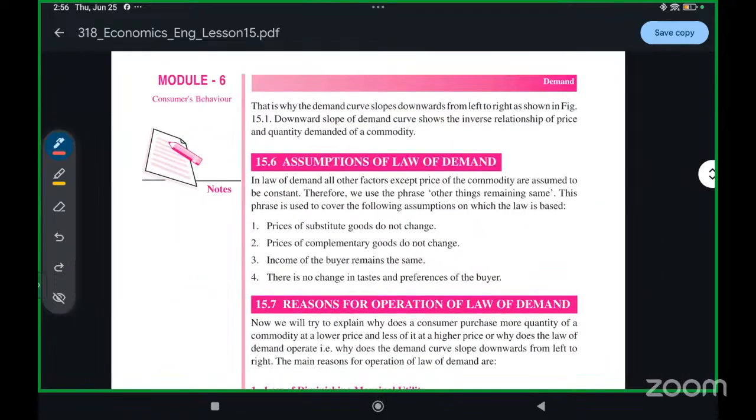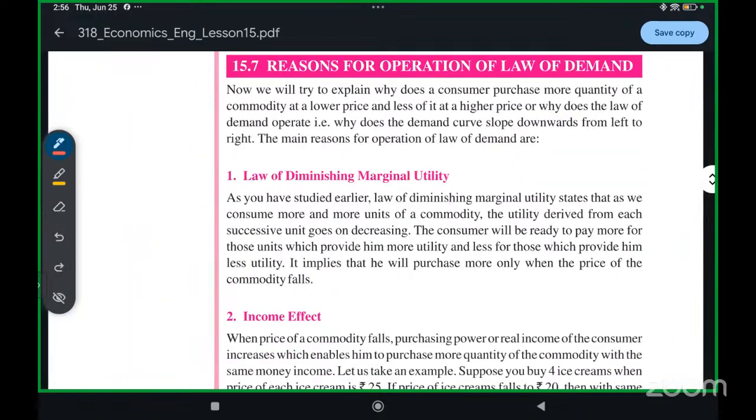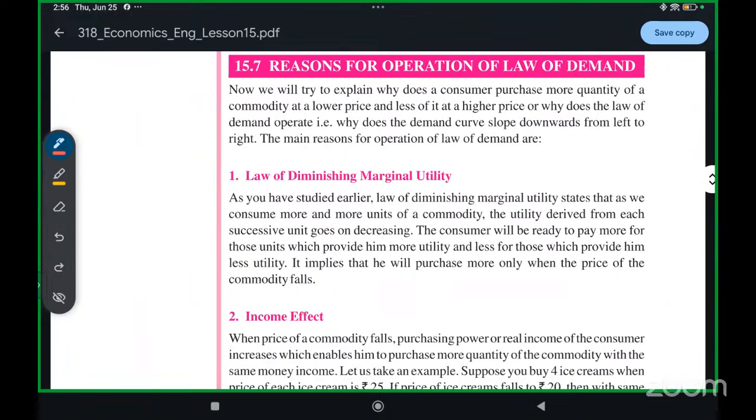Assumptions of the law of demand we studied. Price of substitute goods does not change. Price of complementary goods does not change. Income of the buyer remains the same, and there is no change in taste and preferences of the buyer. Then we studied the reasons for the operation of the law of demand.